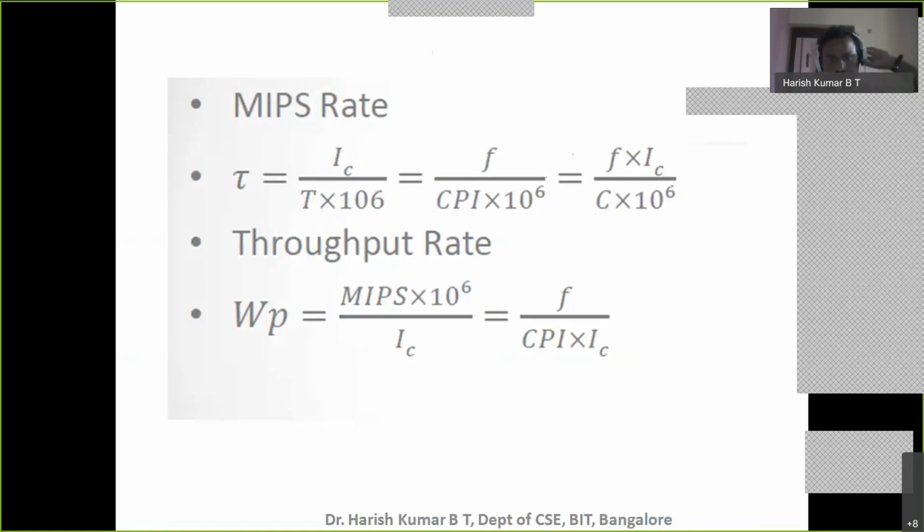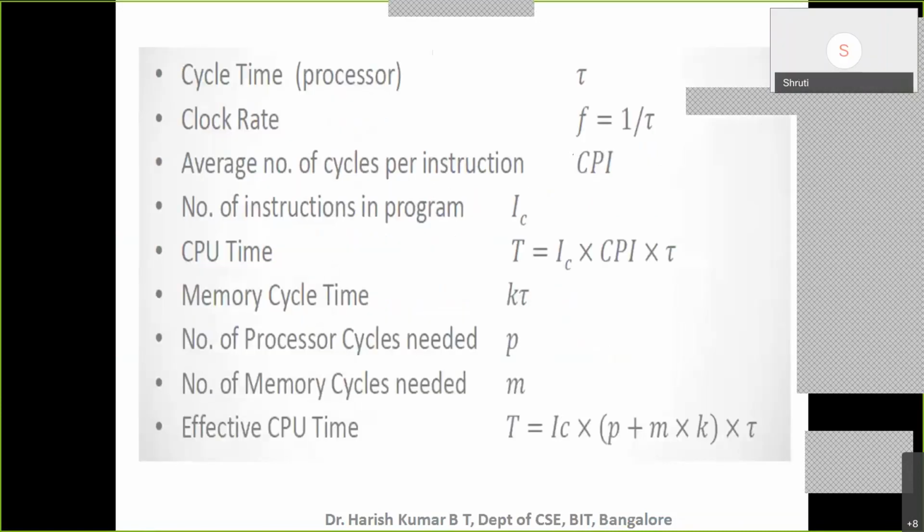So can you show the formula for time calculation? I didn't get it. Yeah, this one is equal to IC into CPI divided by F. That is, 1 lakh into 1.55 divided by 40 into 10 raised to 6.